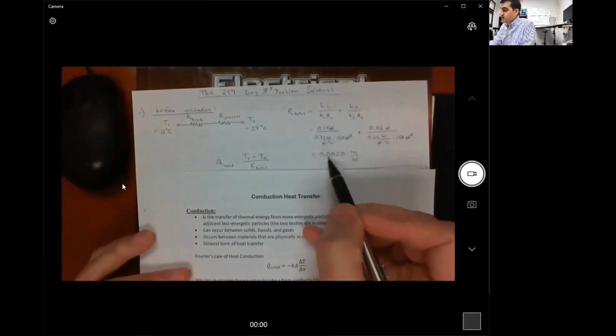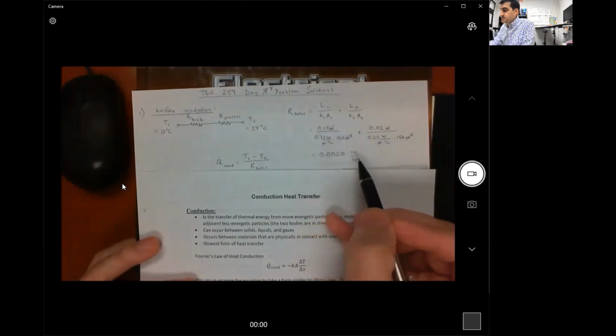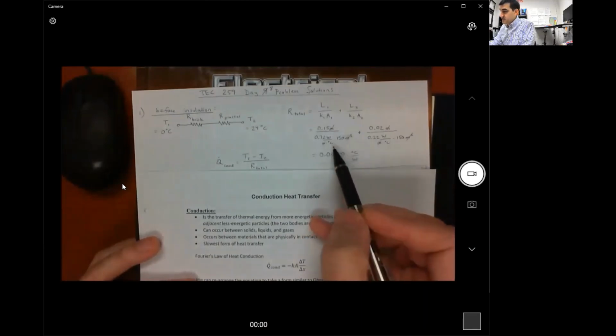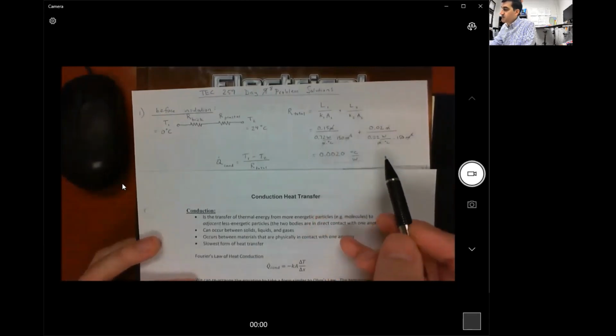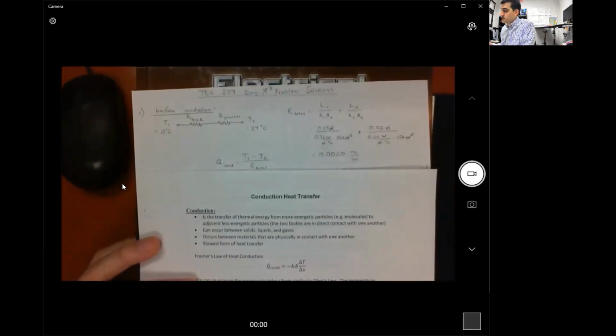All right, so you plug all these numbers into your calculator, and what you get for a final result is 0.0020, and the units here are degrees Celsius per watt. Why? Because degrees Celsius here is in the denominator of the denominator, and watts is just in the denominator. So degrees Celsius comes up to the numerator, and we can say that's degrees Celsius per watt. All right, so that is our total thermal resistance for this part of the problem.